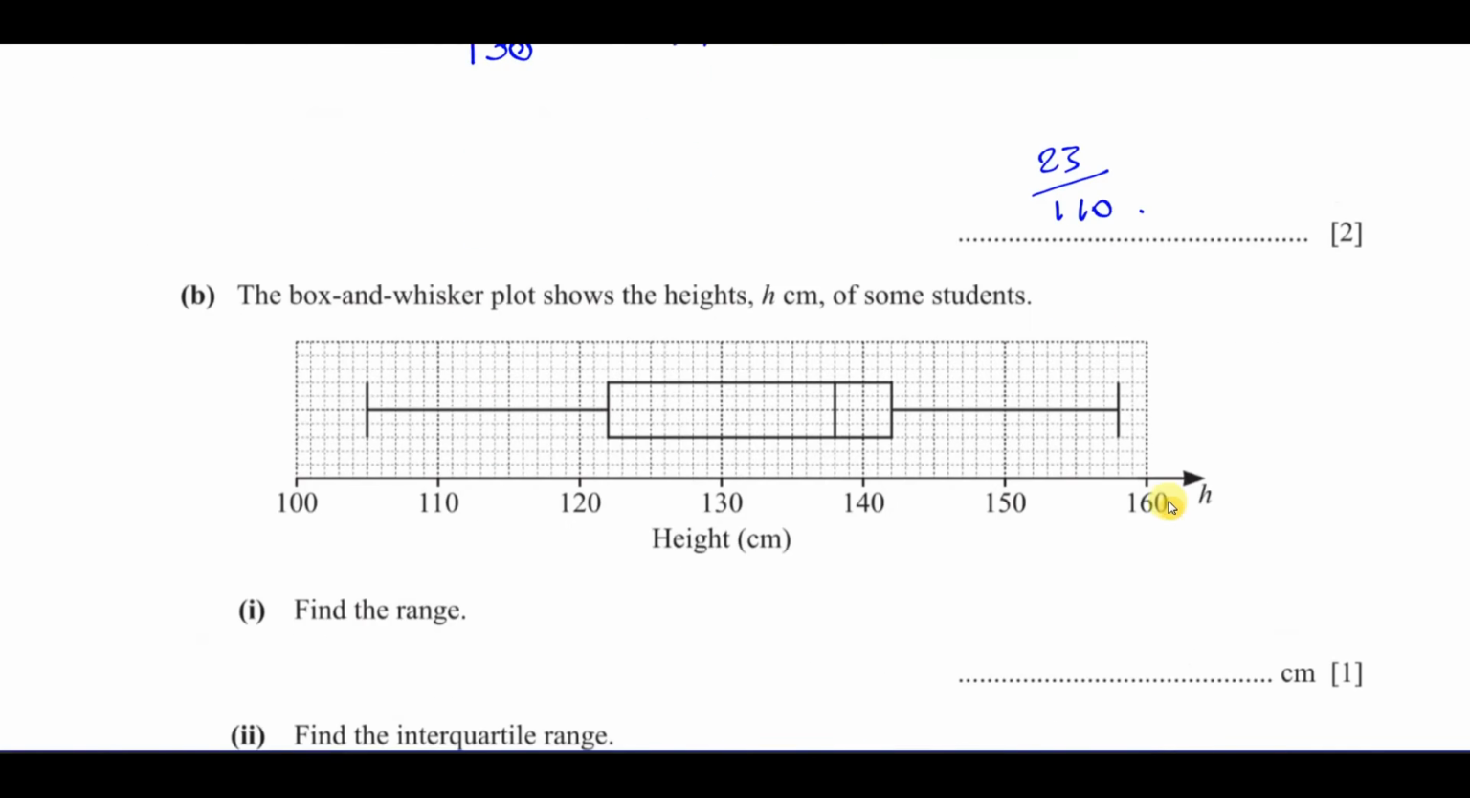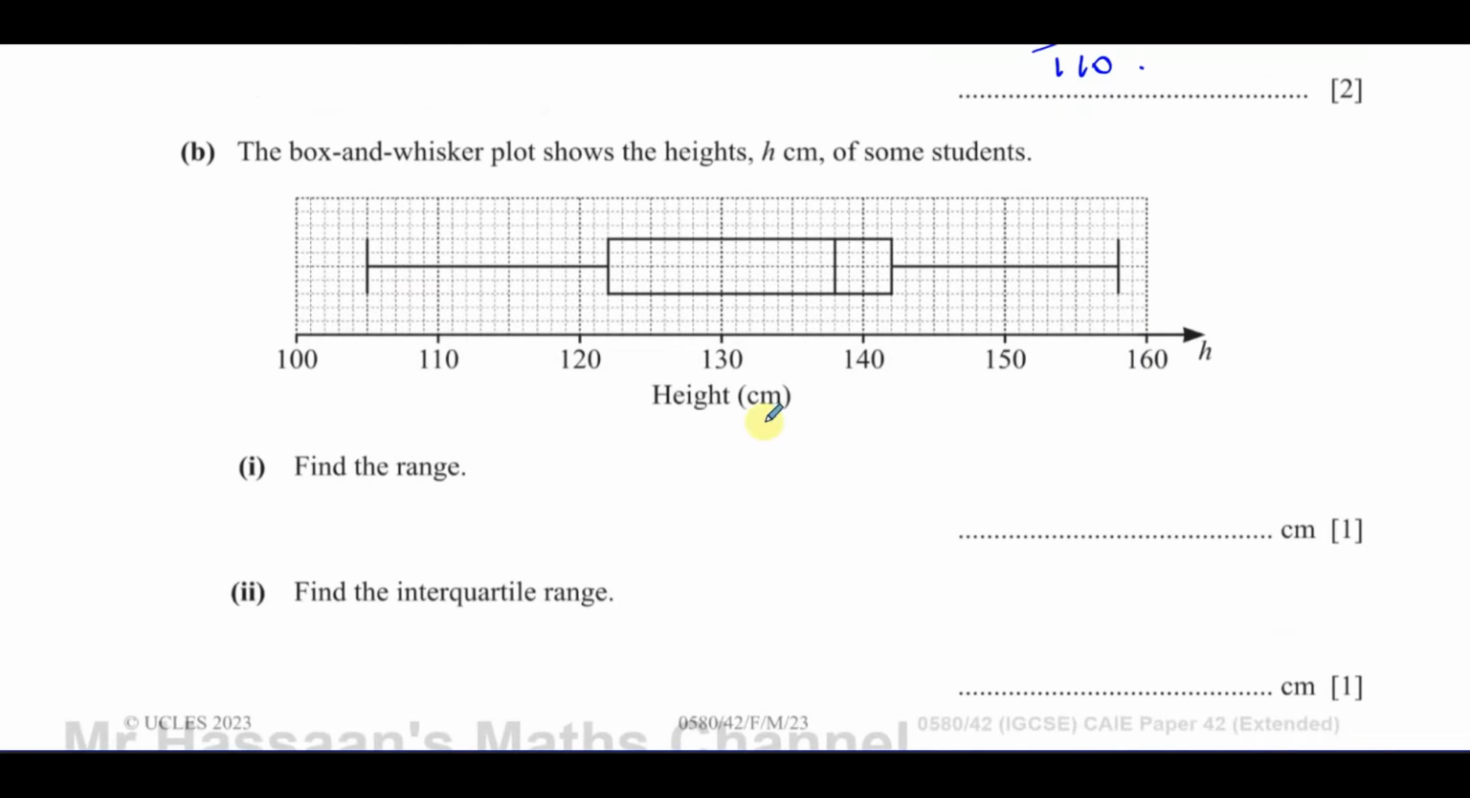Then part B says the box and whisker plot shows the heights of some students. Find the range. Now the range is basically simply the difference between the highest and the lowest entry. So the box and whisker plot has different bits of information. It tells us the lowest value. It tells us the highest value in the data. It tells us the median. It tells us the lower quartile. It tells us the upper quartile. Those are the different pieces of information we can derive from the box and whisker plot.